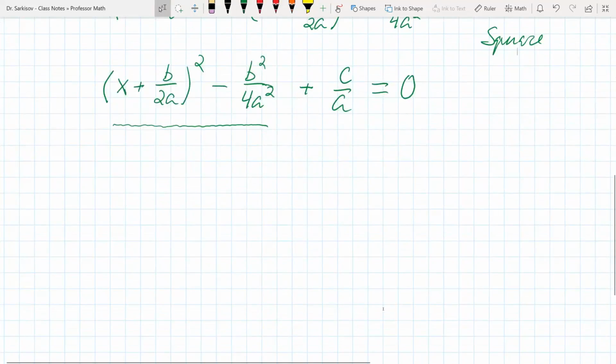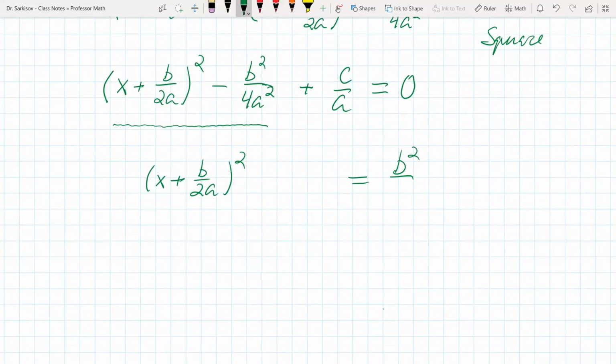Well, let's isolate this x plus b over 2a squared quantity. So, all right, this expression leaves us to have what? X plus b over 2a. Now, how do I isolate this? Well, I get rid of this b squared over 4a squared. Now, since it's a minus, let's add it to both sides. So, okay, b squared over 4a squared, right? And then how do I get rid of the c over a? Well, subtract it from both sides.